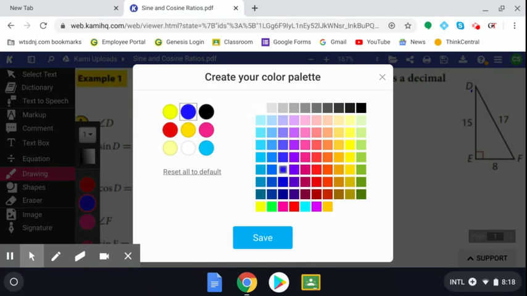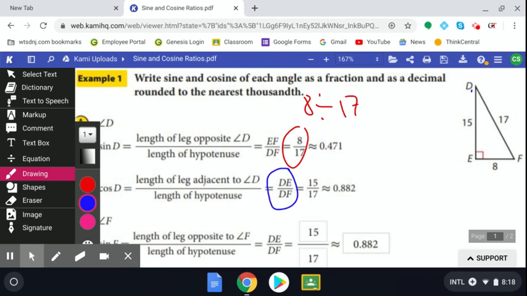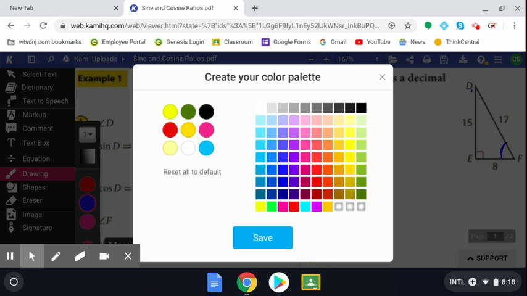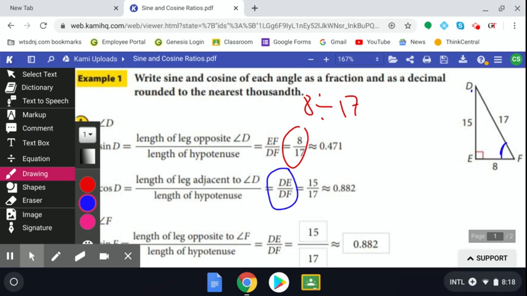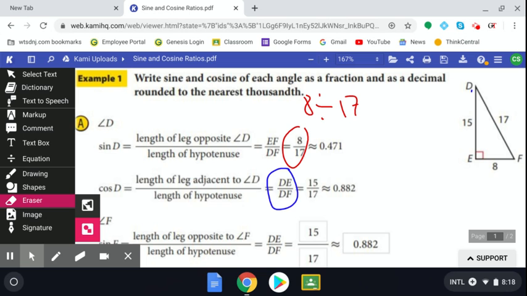Let's choose green, just to be different. So, oh, I want this one. Okay, so let me just erase this one, and I just want to make sure I will use a different color.